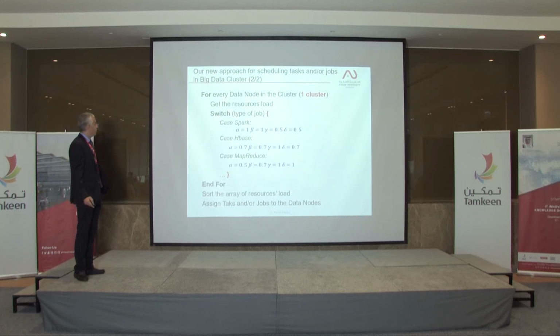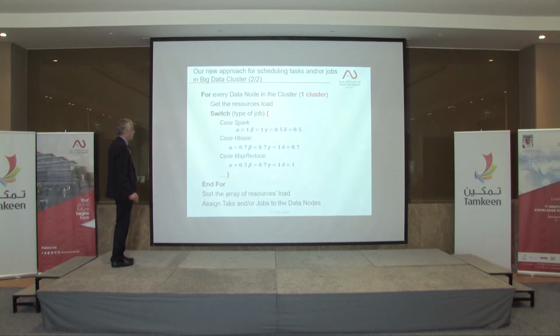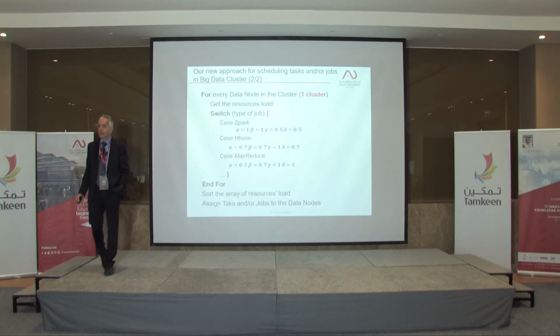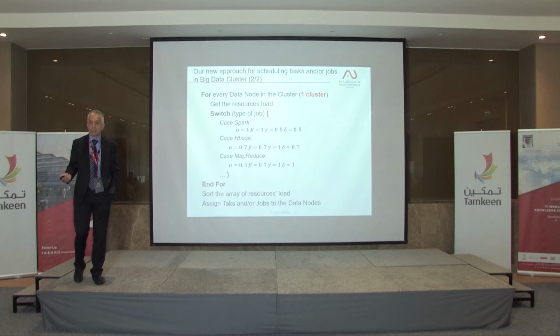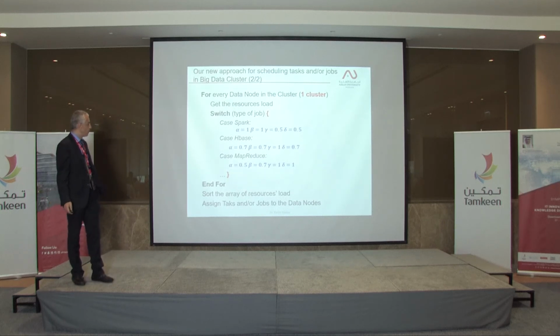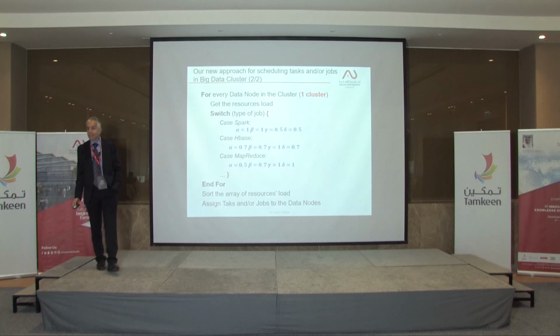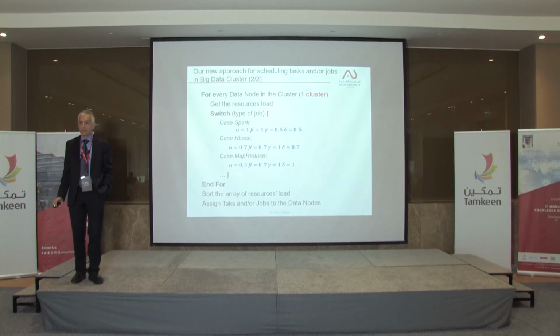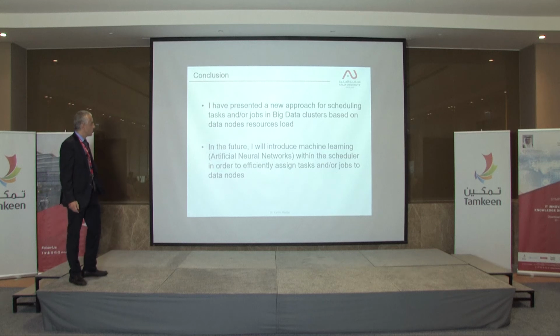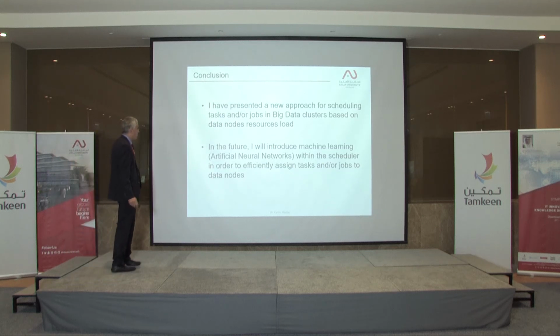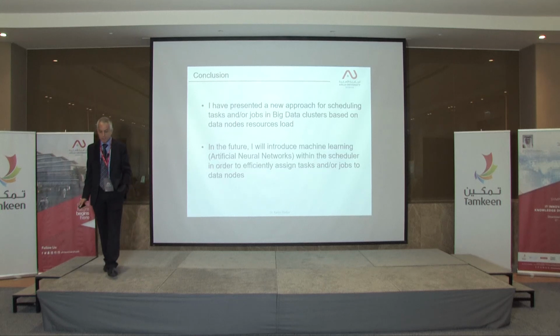First of all, it finds which type of job is going to be used. And I will use these parameters after making some simulation, in order to give the scheduler the best way of having good performance. After that, I will sort the array for the resource load, and after that, the task will be assigned to the data node. Fine. So I have presented a new approach for scheduling tasks and/or jobs in big data.